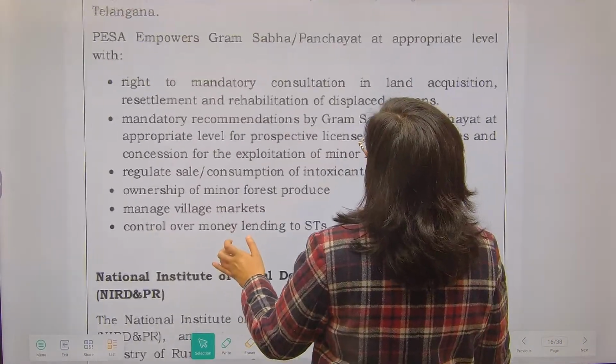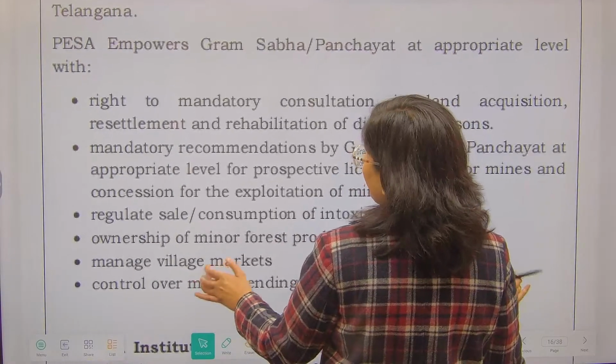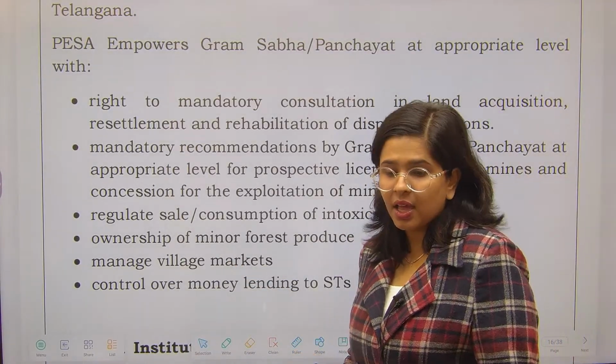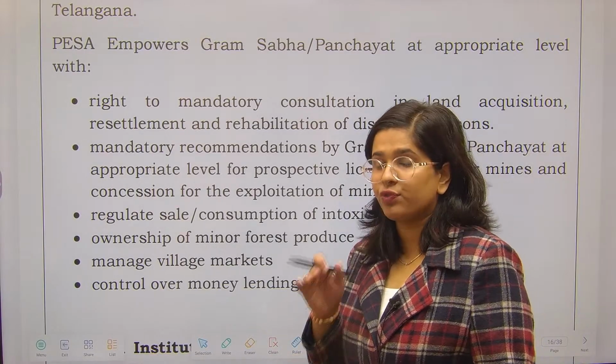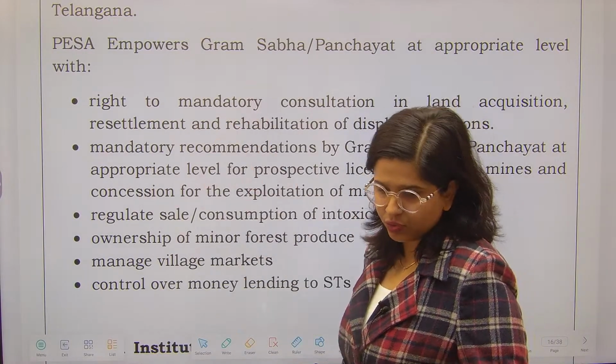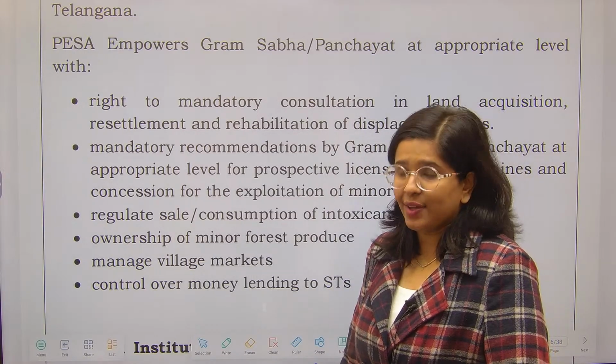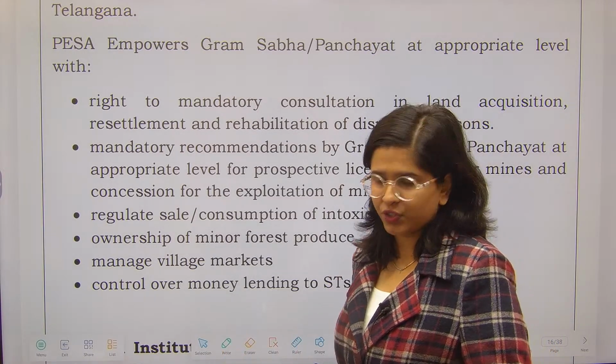PESA empowers the Gram Sabha and Panchayat at the appropriate level. Now, what are the distinctions that have been introduced with PESA? That is something that we need to talk about. Although this is very broad in its own right, हमने सिर्फ major provision लिए हैं.